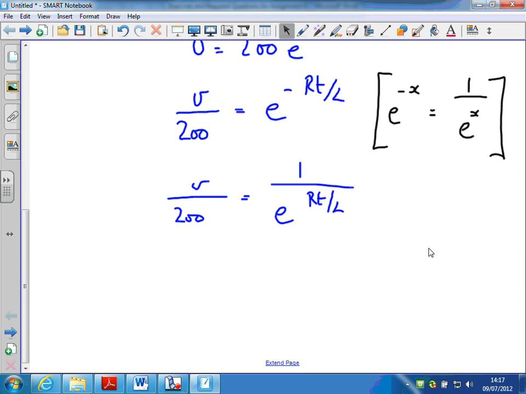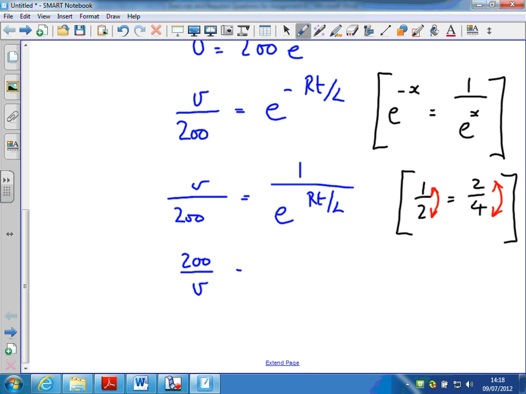Now, because I have fractions both sides, and any fraction, say 1 over 2 equals 2 quarters, which is true, if I invert this side, I get 2 over 1, which is 2, equals 4 over 2, which is 2. So that is true. You can invert fractions and one side still equals the other. So I can write 200 over v equals e to the rt over L over 1, or just e to the rt over L.